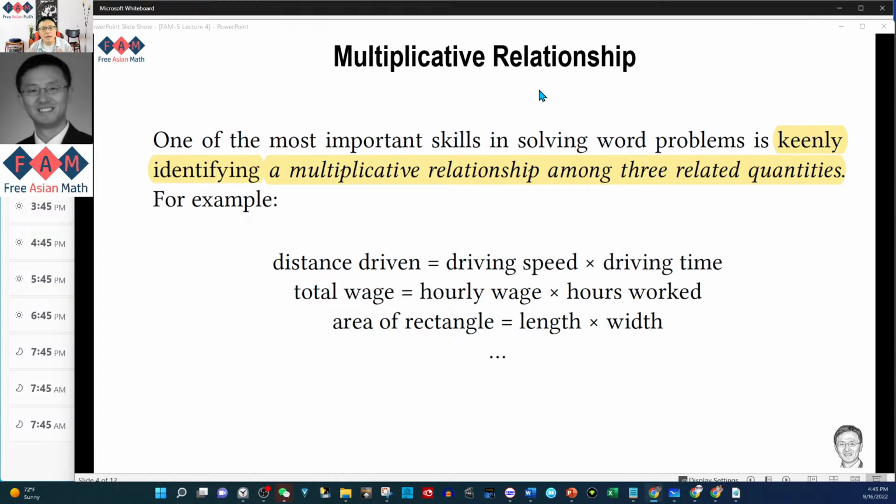Okay, so in real life, we have a lot of those relationships. And in many word problems, you need to identify one or even more than one such relationship, and understanding them in complex situations is a key skill to solve many word problems.